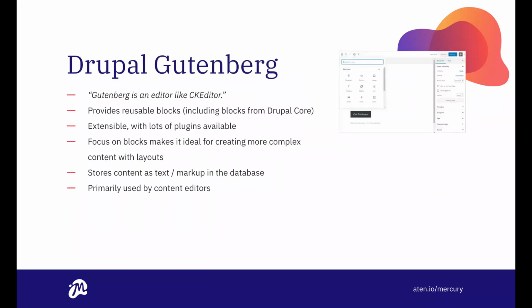Similarly, Drupal Gutenberg is also an editor right from the Drupal.org project page. Gutenberg is an editor like CKEditor, where CKEditor provides a series of plugins and this concept of downcasting and upcasting for managing those transformations and representing that data to users. Gutenberg uses the concept of reusable blocks and also includes integration with blocks from Drupal core. It's extensible, tons of plugins available, again with a system for building your own plugins.